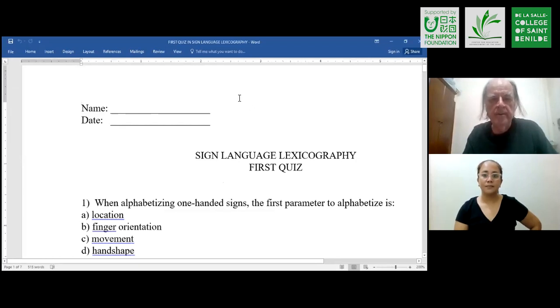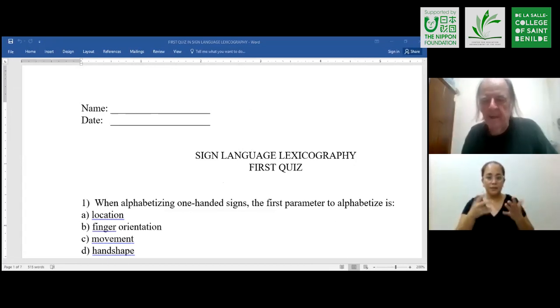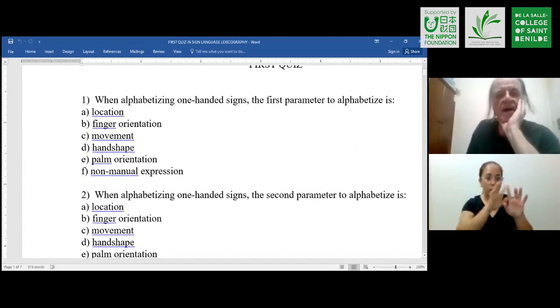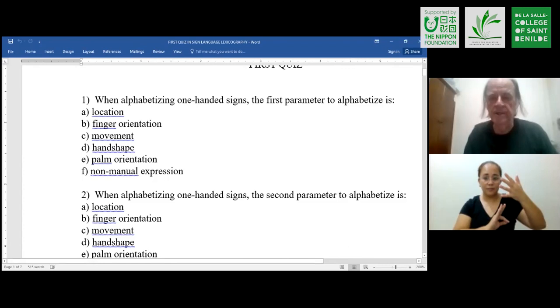Okay, how is that? Can everybody see the test? Yes, sir. Okay. All right, so just to go over the answers very quickly, I'm not sure this is in the same order, but it's basically, I think, the same. So when alphabetizing one-handed signs, the first parameter to alphabetize is location, finger orientation, movement, hand shape, palm orientation, or non-manual expression. I see D as in dog. Yes, D as in dog, hand shape.